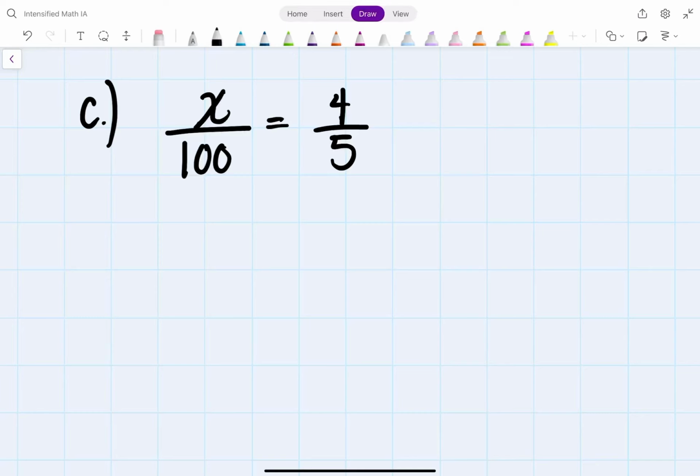All right, you guys, let's go ahead and get started here. Next problem in this case, guys, is example C. And I have in this case, guys, the equation of x over 100 is equal to 4 over 5.